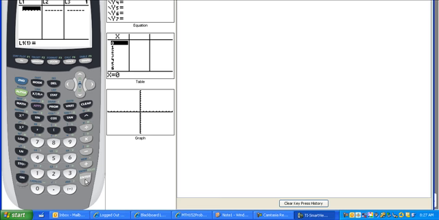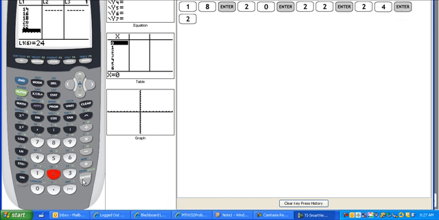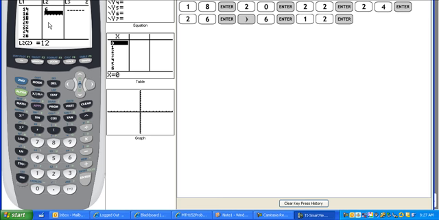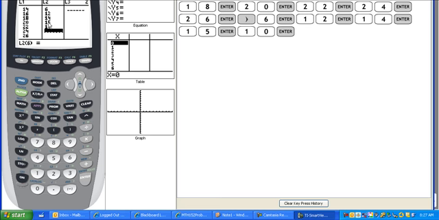So our values are 14, 16, 18, 20, 22, 24, and 26. So we enter those, and then we move over to the next column, and I want to put the frequencies: 6, 12, 14, 15, 10, 4, and 3.